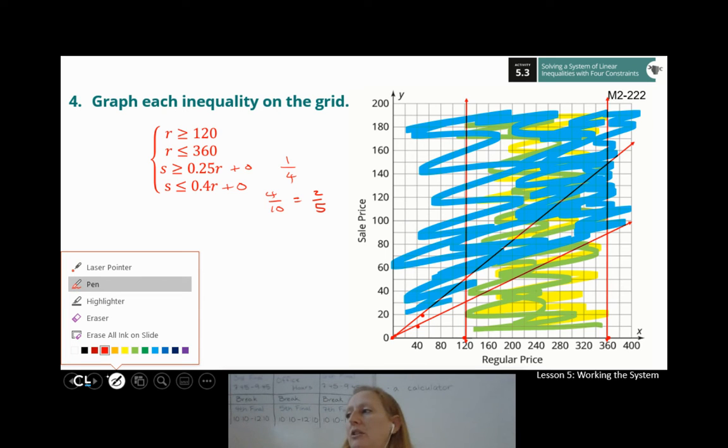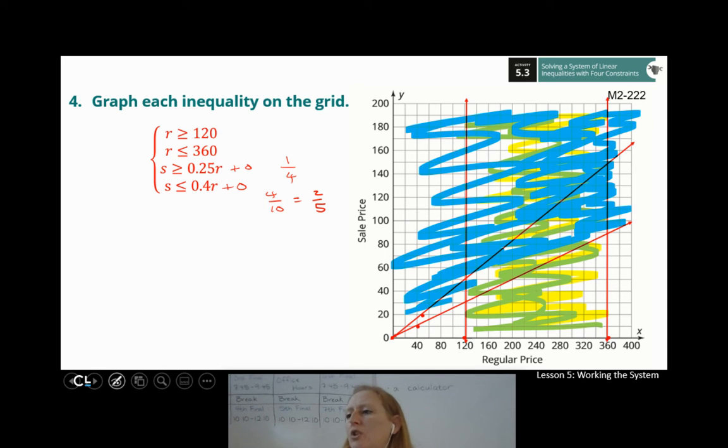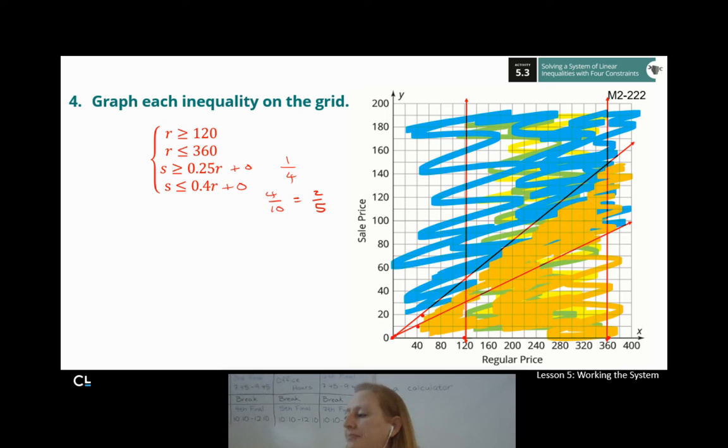And I'm going to highlight one more time. I'm going to grab the orange highlighter. And it says S is less than or equal to that. So that means it needs to be everything under this line. So I'm going to color in all underneath this line. I'm coloring. All right. That is a lot of inequalities. That is a lot of highlighting.